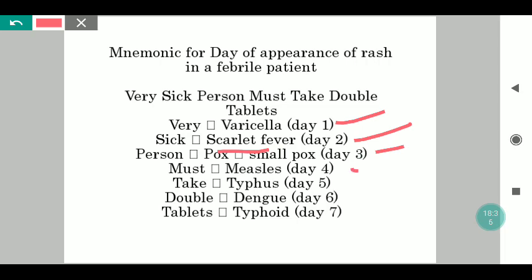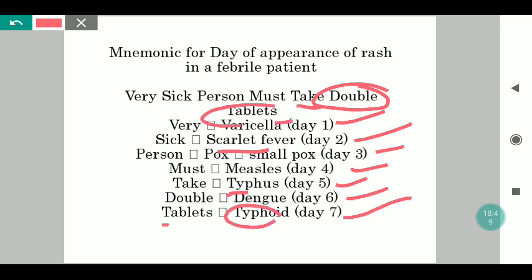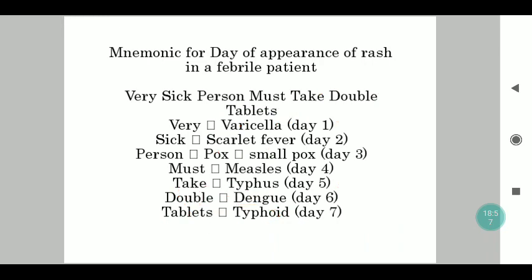Must for measles on day 4. The first T stands for typhus on day 5. D, double for dengue on day 6. And the second T, tablets, is for typhoid on day 7. The only confusion might come in the T's, but always remember that in the first week investigating typhoid is difficult, so the rash will appear only after a week, that is on day 7.